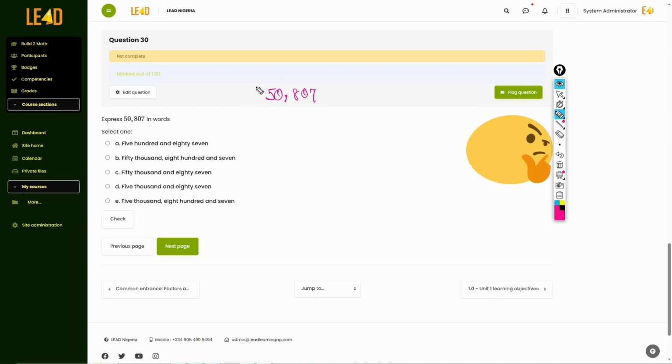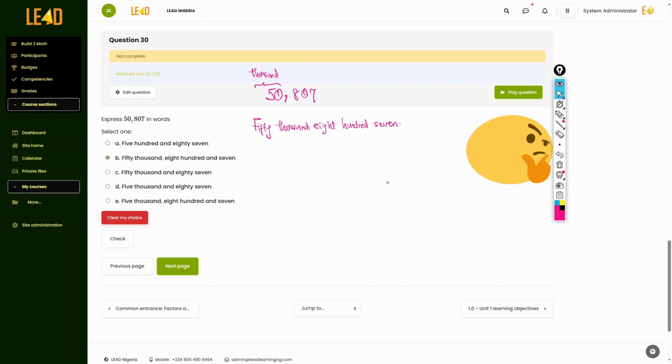Express 50,807 in words. So in the thousand space here, we have 50,000, because in the thousand space we have 50. So I'm going to say 50,000, then this would be 807. So that would be option 50,000 and 807. Good. That's option B.